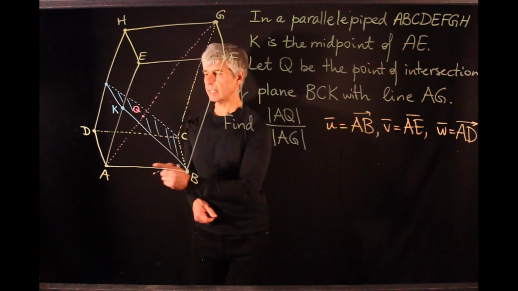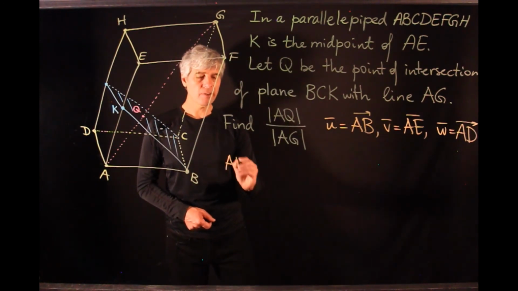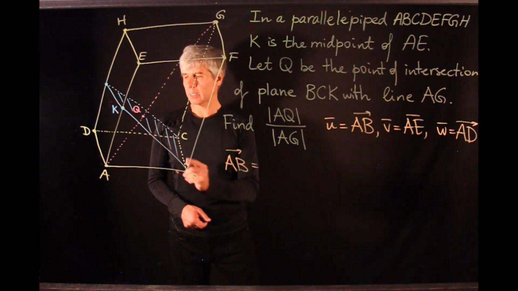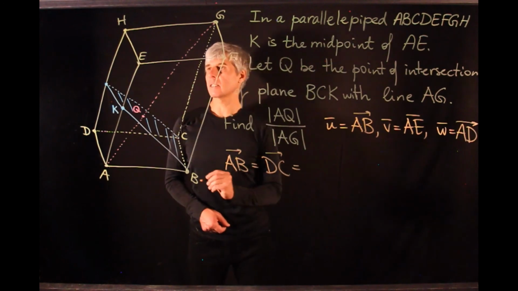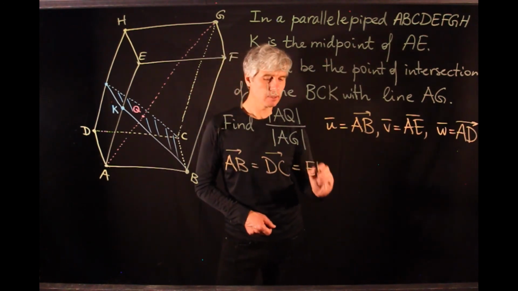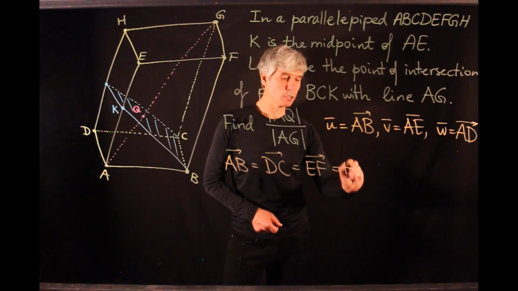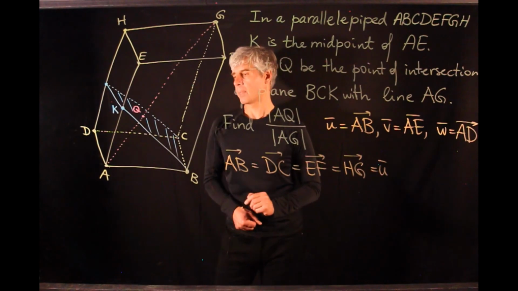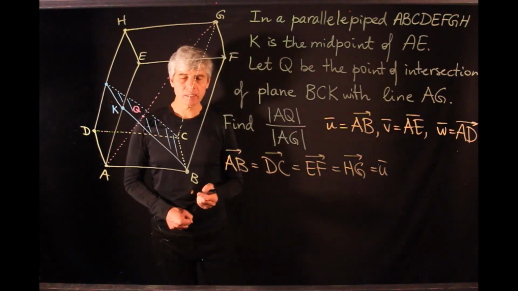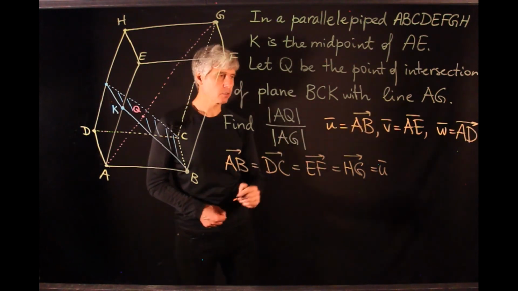Since we have a parallelepiped, here we have lots of equal vectors. The vector AB, for example, is equal to the vector DC, and it's equal to the vector EF, and is equal to the vector HG. So all of these vectors are equal to u. Now, let us start expressing some interesting vectors in terms of our basis vectors.